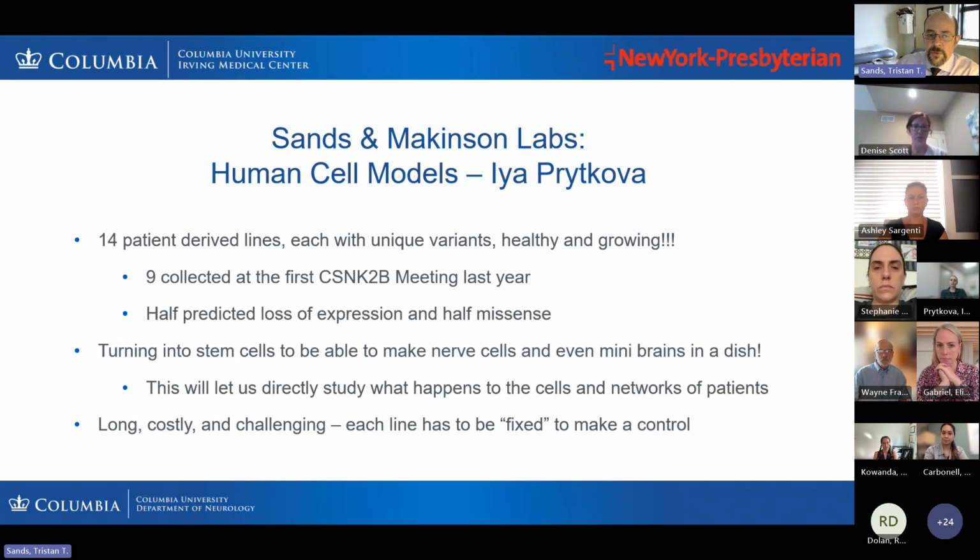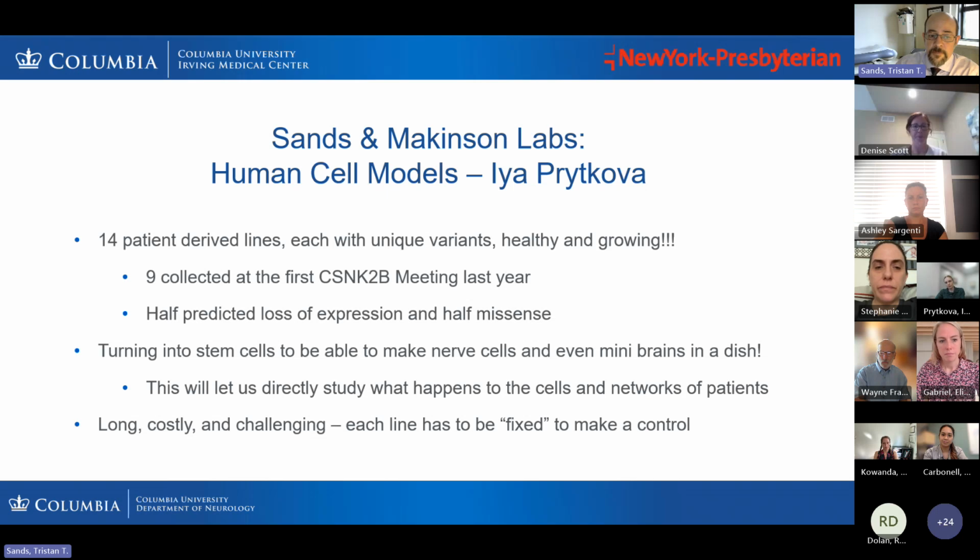First, Iya Pritkova is going to talk about human cellular models. We have 14 patient-derived lines. Each has a unique variant. They're all healthy and growing. Nine of them were collected last year at this meeting. So that's amazing. And it reflects the literature in the sense that about half are expected to affect expression of CSNK2B, and about half are missense variants.